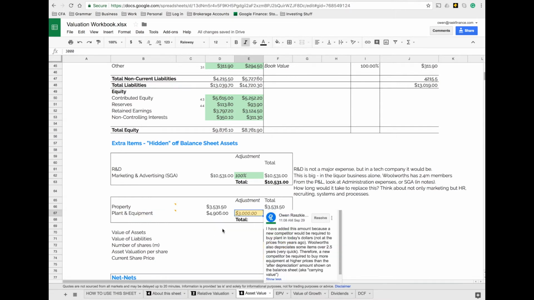And I said, see the comment here. So I have added this amount because a new competitor will be required to buy plant in today's dollars, not at the prices from years ago, that is when Woolworths purchased it. Woolworths also depreciates some items over 2.5 years. That is very quick. Therefore, a new competitor would be required to pay for more equipment at higher prices than the after depreciation amount shown on the balance sheet, aka carrying value.